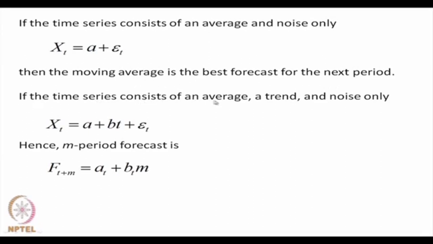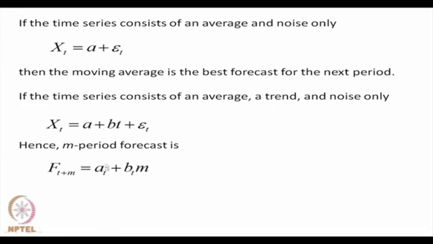If the time series consists of an average, a trend, and a noise, then it is usually expressed in this fashion: x t is equal to a plus b t. This is the trend rising with time t and superimposed by a random noise. So, the m period forecast will be f t m equal to a t plus b t m, m period forecast. If one period forecast, it is just a plus b; two period forecast, it is a plus 2 b, a plus 3 b, etcetera.